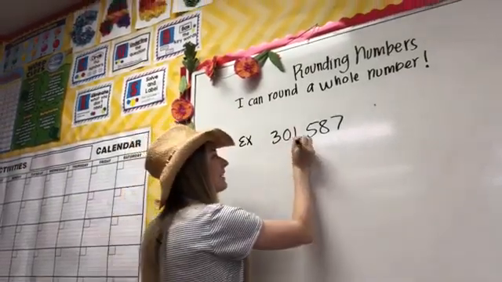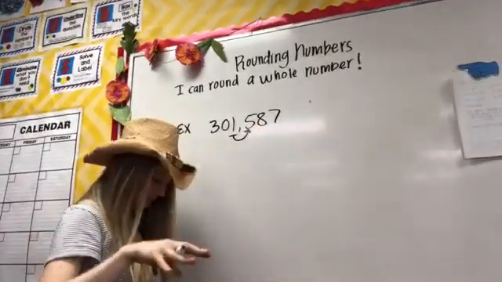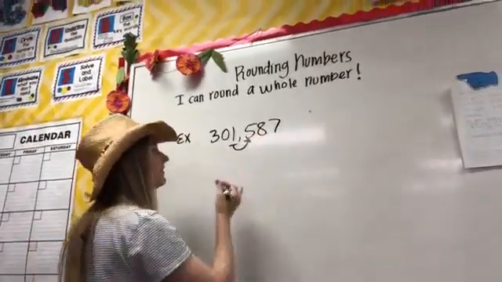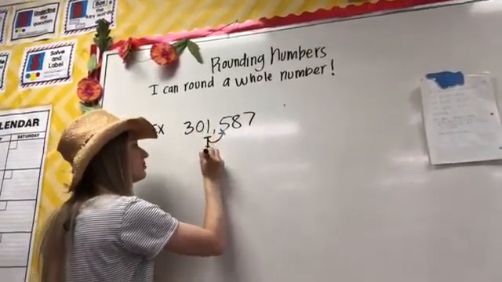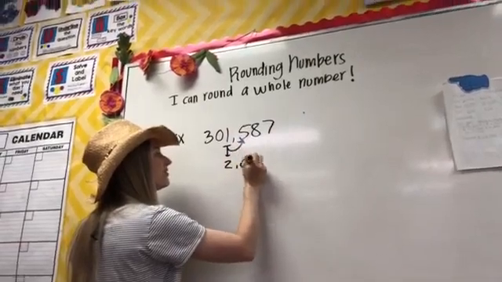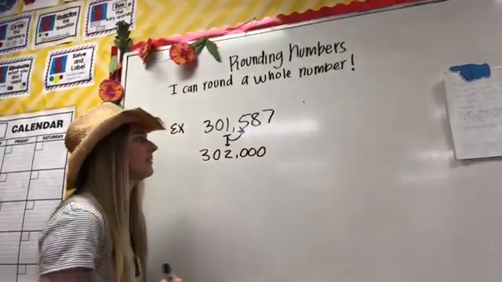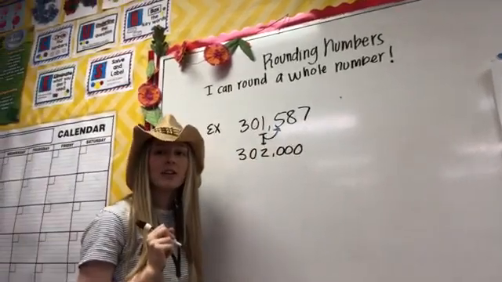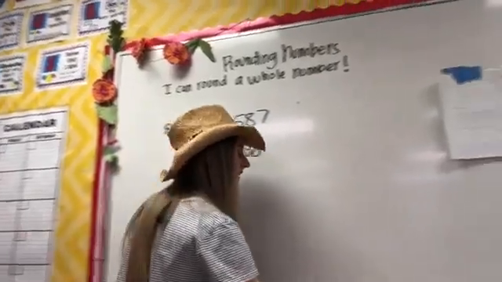All right. We underline the 1, then we look to the right. The 5. Does the 5 tell us to go up or stay the same? The 5 tells us to go up. So the 1 changes to a 2. Everything below it changes to a 0. And everything to the other side stays the same. So if you got 302,000, you are correct.